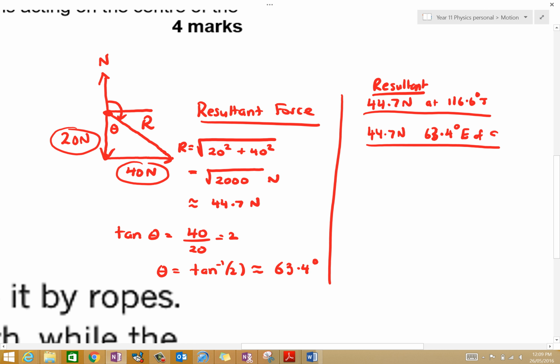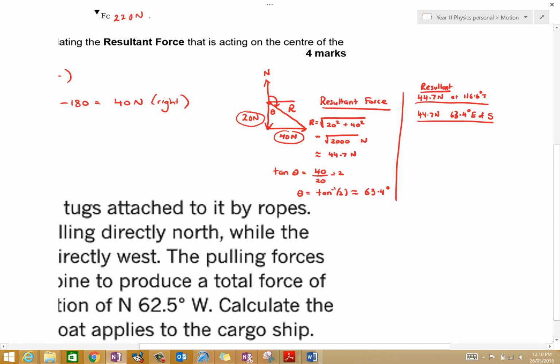All right, east of south. So that's pretty much resolving four forces. We've got a resultant. It's a vector, magnitude and direction. Now what I'm going to get you to do is have a go at this one.